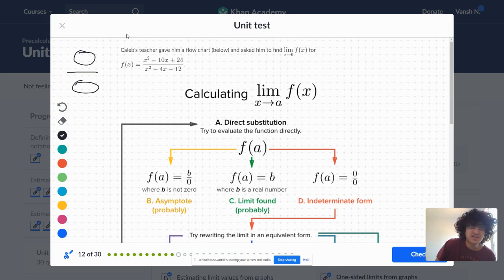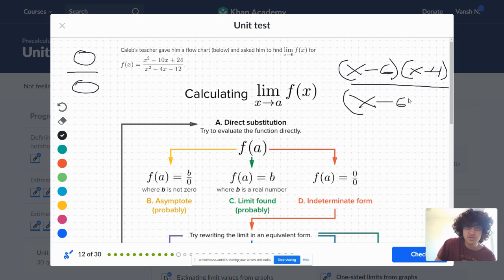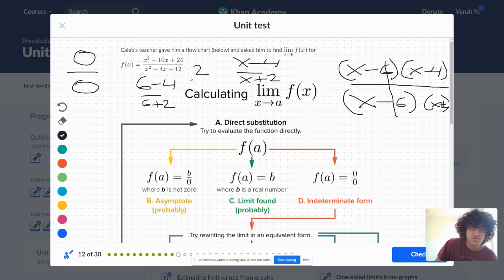Now, let's factor. So x minus 6 and x minus 4, over x minus 6 and x plus 2. The x minus 6 cancels, and then we have x minus 4 over x plus 2. Then we can plug in 6 minus 4 over 6 plus 2, which is 2 over 8, which is 1/4.